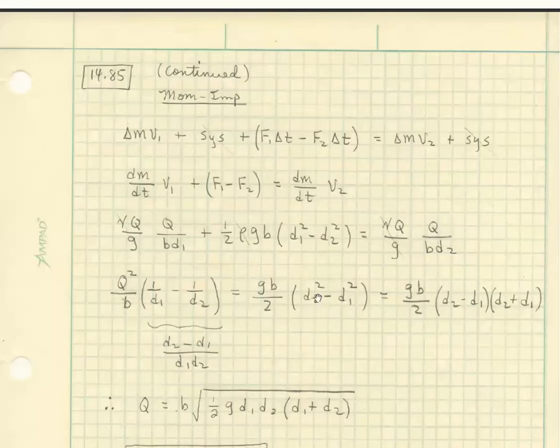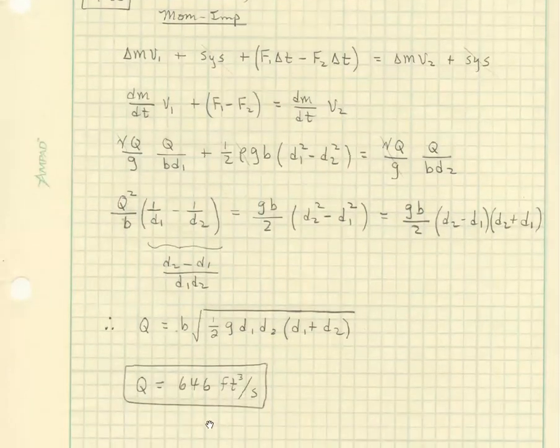All right, and then notice that this can be factored into D2 minus D1 and D2 plus D1, and this can be rewritten as D2 minus D1 over D1 D2. Well, the D2 minus D1 terms are going to cancel out, and the D1 D2 will be multiplied over to this side. So the B comes over to become a B squared, which after we take the square root is going to come outside and be just B outside. The 1/2 G is going to stay underneath the radical. The D1 D2 are coming from right there. This has been canceled out with that, so that leaves me with D2 plus D1 under the radical, and when you plug your numbers into that, you'll get 646 feet cubed per second.